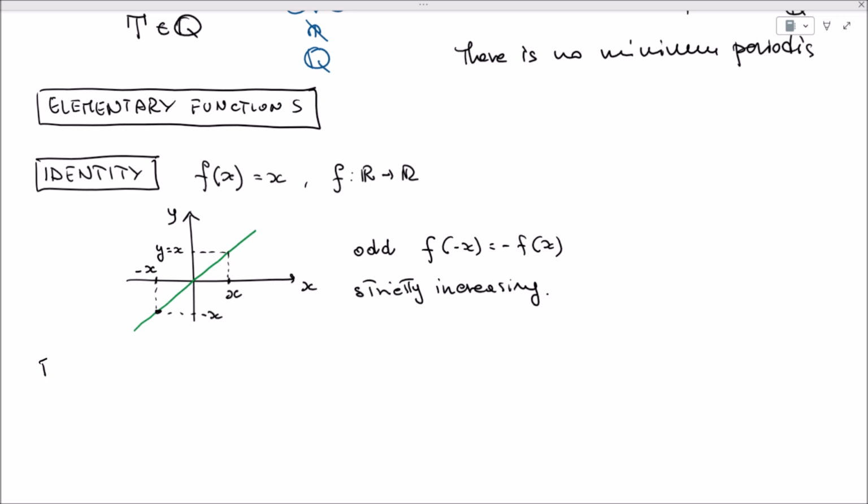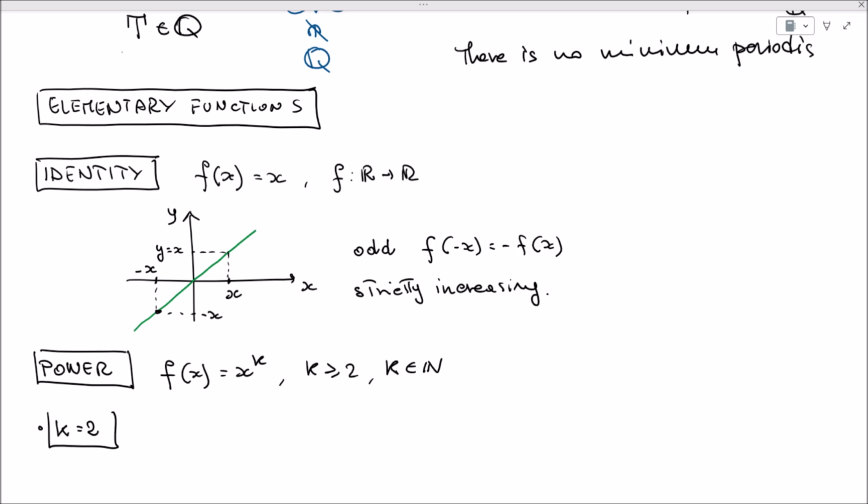Second function is the power with the positive integer as the exponent. So we will consider f of x equal to x to the k. Now, of course, if k is equal to 0, we just have a constant 1. If k is equal to 1, we have the identity. So let's consider now k larger than or equal to 2, with k natural numbers. Now, let me start with k equal to 2. We have f of x equal to x squared.